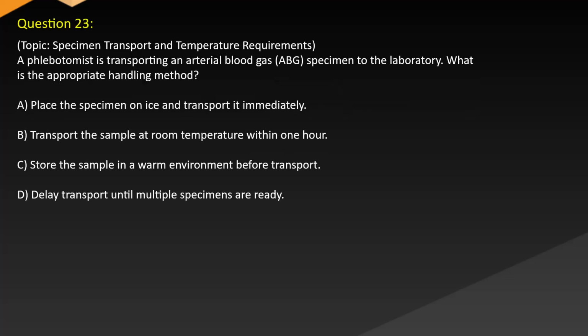Question 23. Topic: specimen transport and temperature requirements. A phlebotomist is transporting an arterial blood gas specimen to the laboratory. What is the appropriate handling method? A. Place the specimen on ice and transport it immediately. B. Transport the sample at room temperature within 1 hour. C. Store the sample in a warm environment before transport. D. Delay transport until multiple specimens are ready.